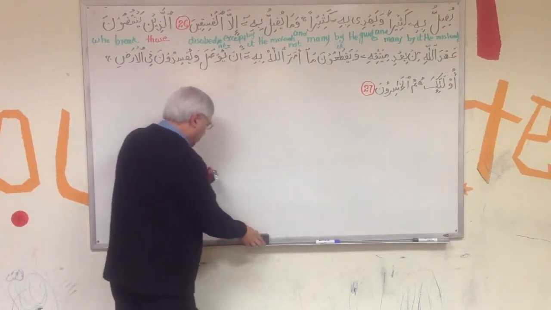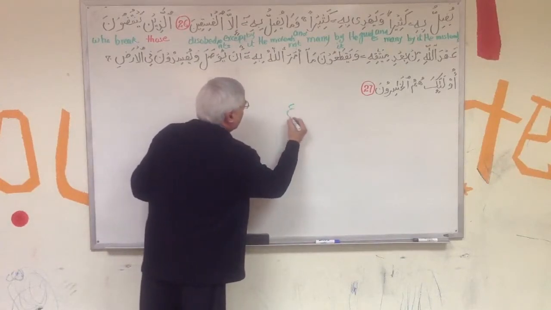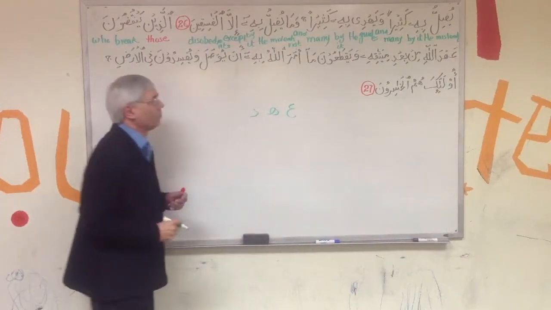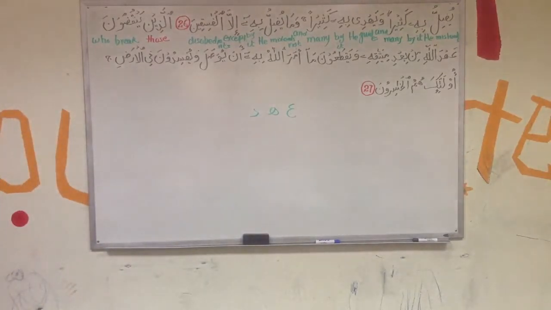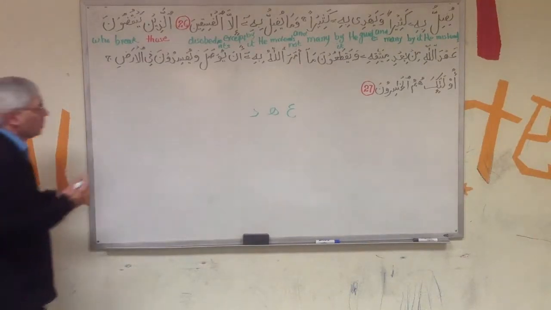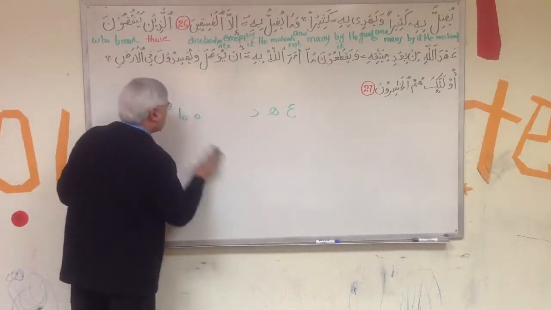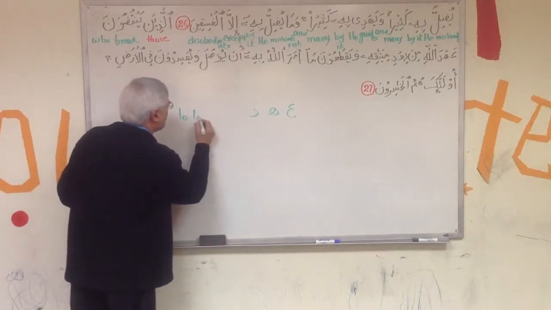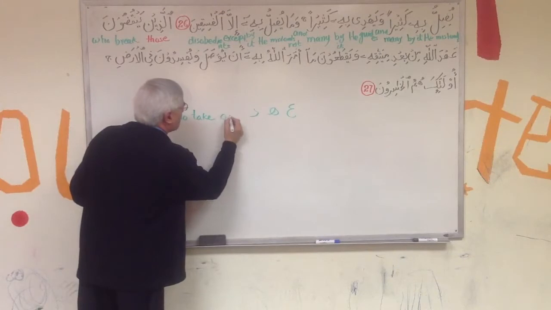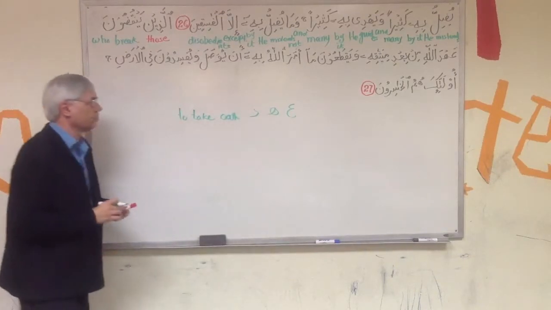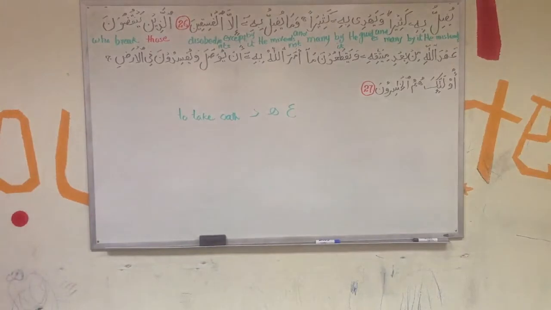Okay, the next word is ain, ha, and dal. This has the meaning of making a promise or taking an oath. So let's just write down: to take an oath or to promise. To take oath. Okay. Ain, ha, and dal makes to make a promise.